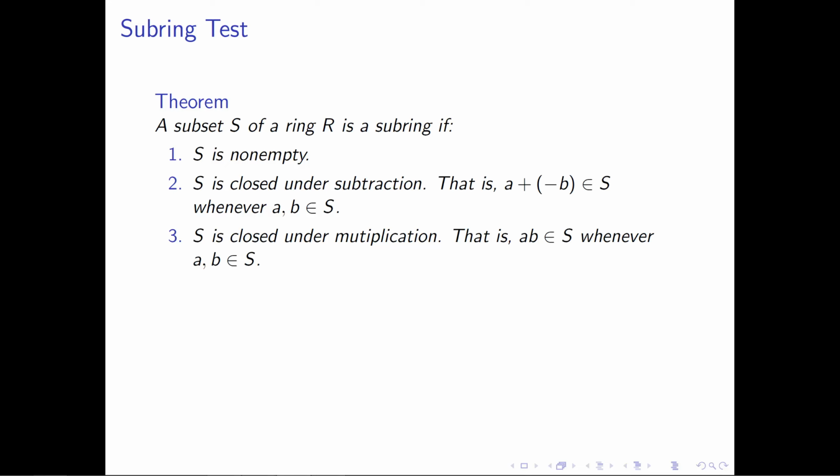So luckily for us, there's a really nice theorem that says you don't need to check all of those things. It's sufficient to check 3 things. So here's what we've got to check. Suppose that we start with a subset S of a ring R, and we want to know if S is a subring. Then it's enough to just check these 3 properties.